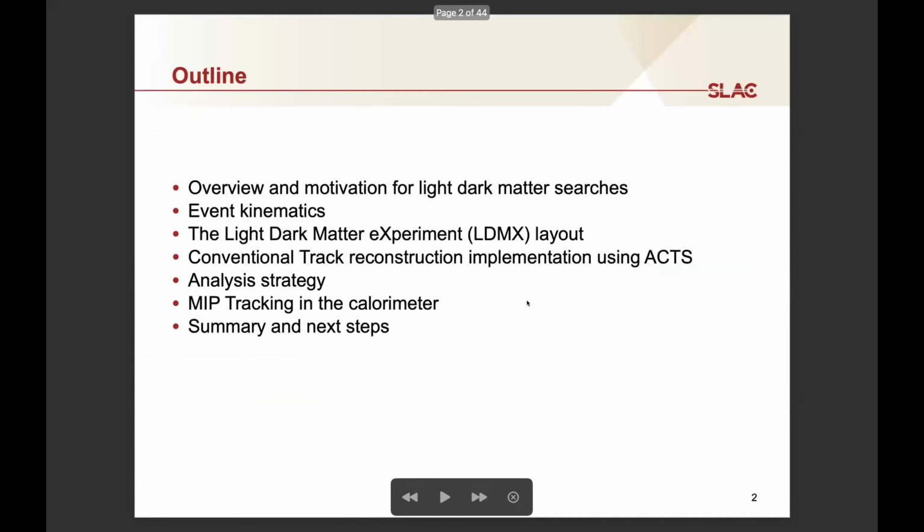We'll talk about the track implementation for the light dark matter experiment using a CTS. Yes, so I'm going to give an overview and motivation for light dark matter searches. This is because you have probably never heard about this experiment, so I want to give you an overview and explain why I'm doing that.